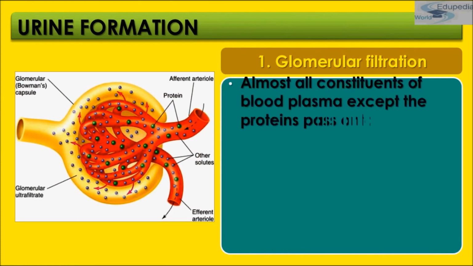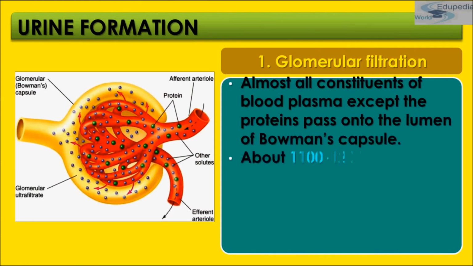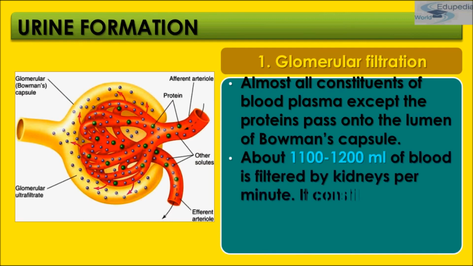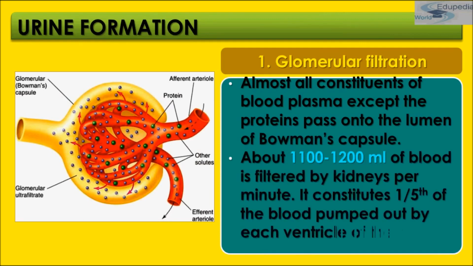Almost all constituents of blood plasma except the proteins pass into the lumen of Bowman's capsule. About 1100 to 1200 ml of blood is filtered by the kidneys per minute, and it constitutes one-fifth of the blood pumped out by each ventricle of the heart in a minute.